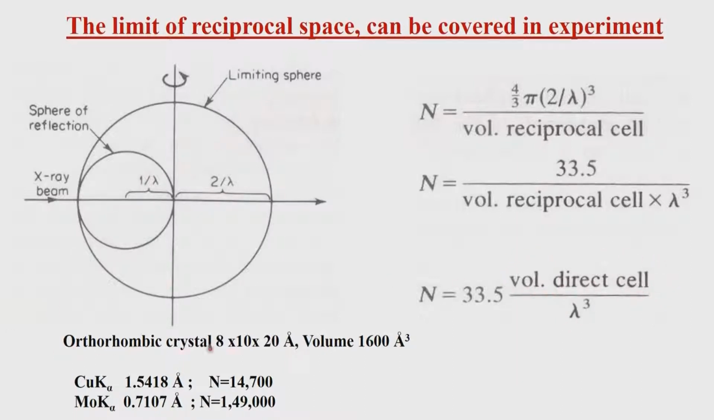In the example which we have taken here, we have taken the volume of the direct cell to be 1600 angstrom cube. But if you are now crystallizing a protein or a virus or whatever, the volume of the unit cell will be something like 100 angstrom cube on an average. So, the volume will be enormously large. So, the larger the volume, the larger the number of reflections.